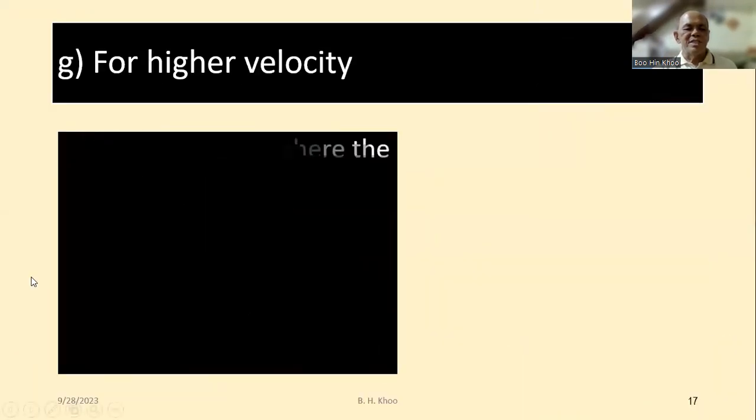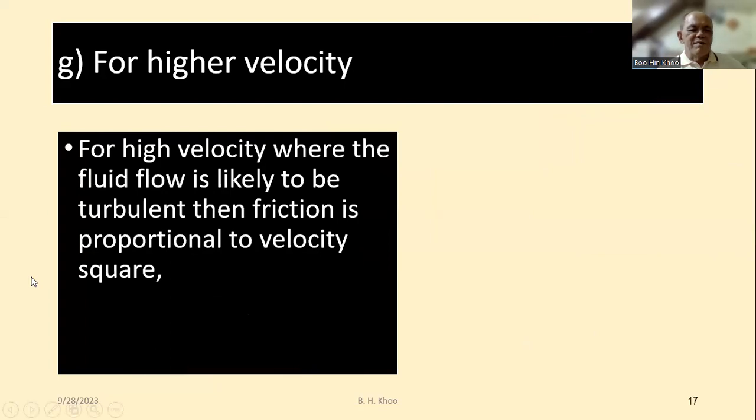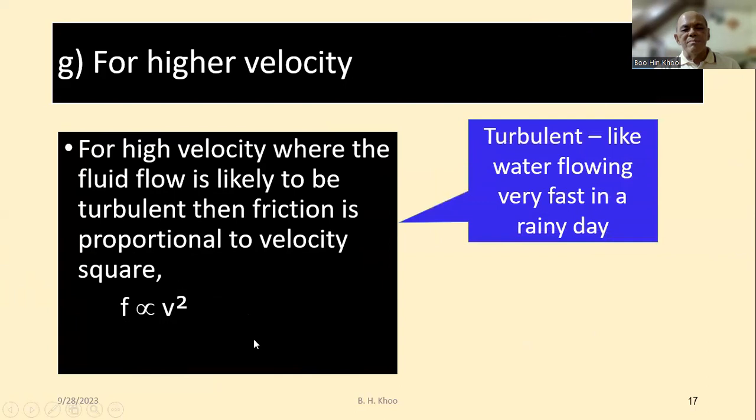For higher velocity, where the fluid flow is likely to be turbulent, friction is proportional to velocity squared. This is where, in the rainy season, if you look into the drain there, you see the water moving very fast. That's called turbulent. Right? Normal. At this time, the friction is proportional to the velocity of the object.